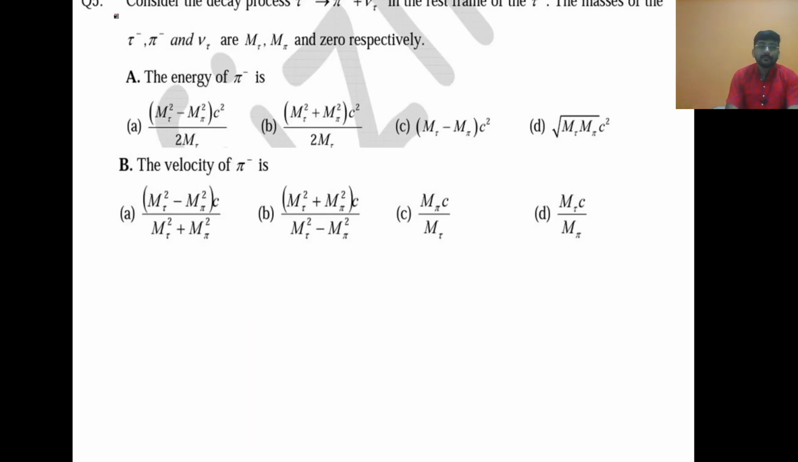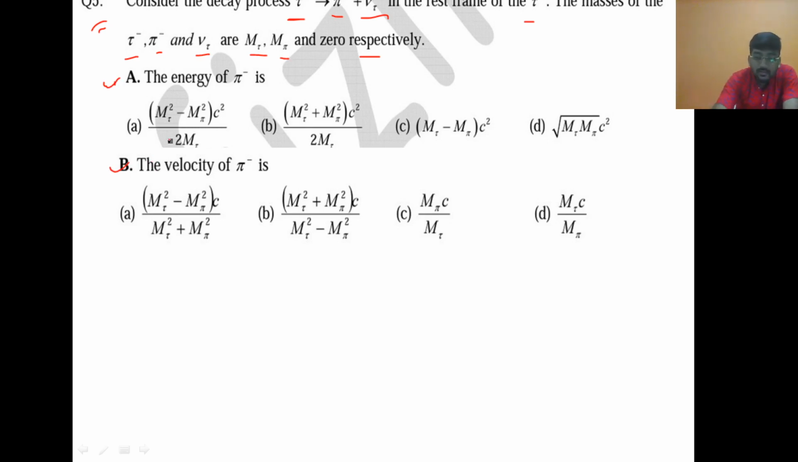Here is the question. This is a question from special theory of relativity. Consider the decay process tau minus goes to pi minus plus nu tau in the rest frame of tau minus. The masses of the tau minus, pi minus and nu tau are m tau, m pi and 0 respectively. What will be the energy of pi minus and what will be the velocity of pi minus?